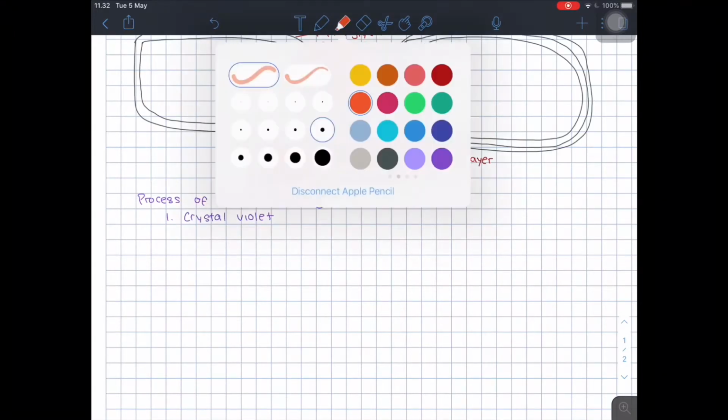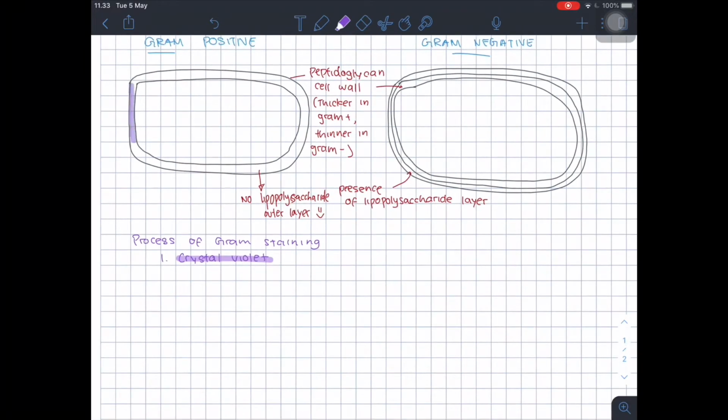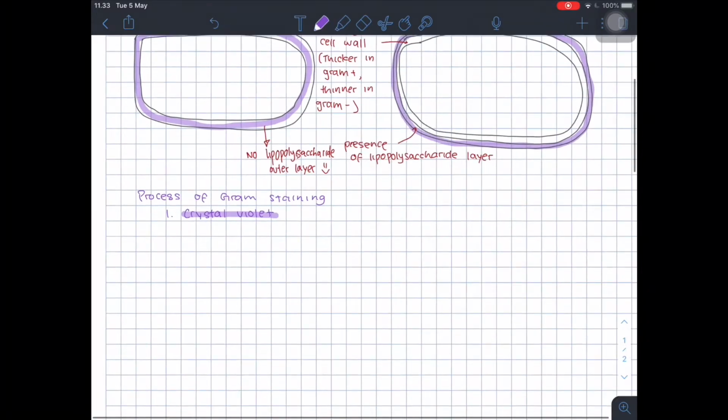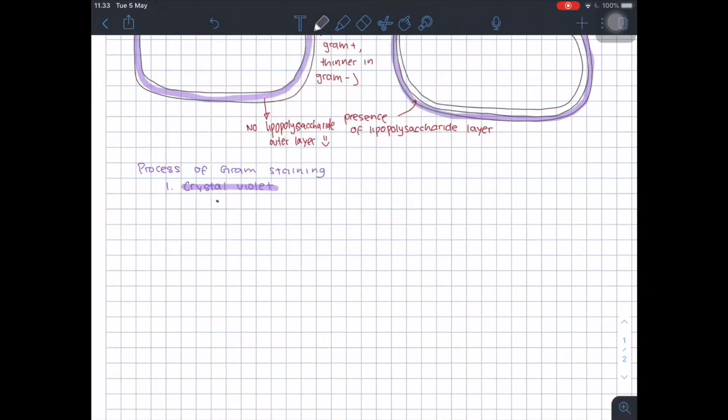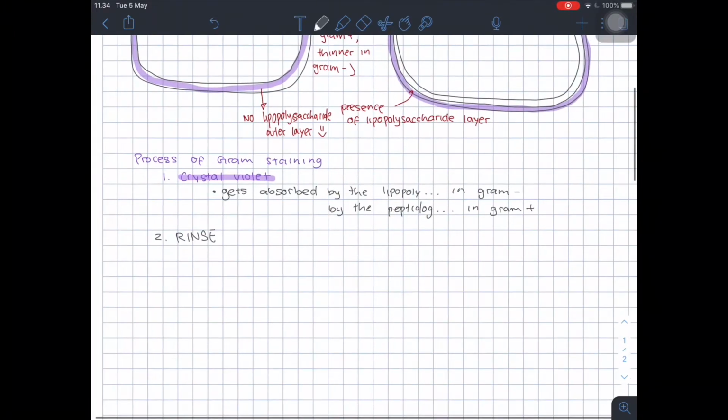The next step is to flood the slide with crystal violet stain, which is usually purple in color. It will get absorbed by the gram-positive bacteria in the peptidoglycan cell wall, and in the gram-negative bacteria, it will be absorbed in the lipopolysaccharide layer. The next step is to rinse any excess crystal violet stain from the slide.